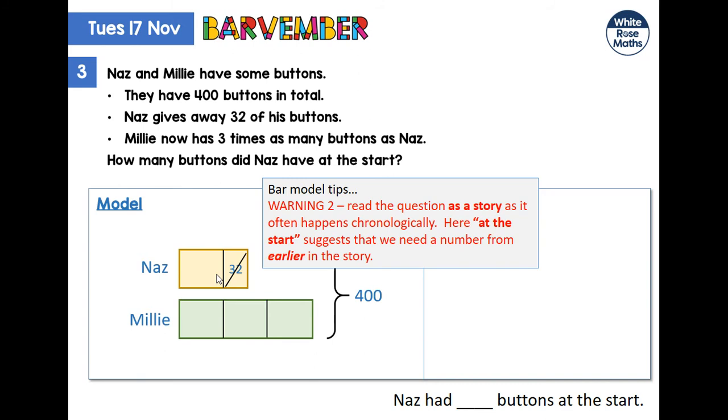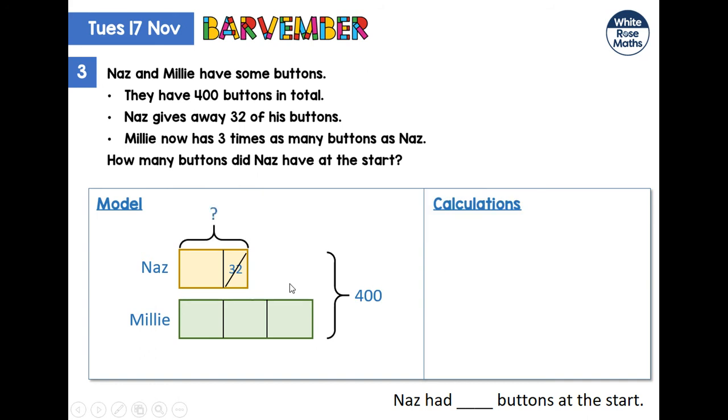Okay, again, we've got to be really careful about language here. So this isn't about how many buttons Naz has now, it's how many buttons did Naz have at the start, which suggests that we need a number from earlier in the story, okay, which was how many Naz had originally. So we make sure that when we mark in our question to indicate what we're trying to solve, we've shown the right amount.